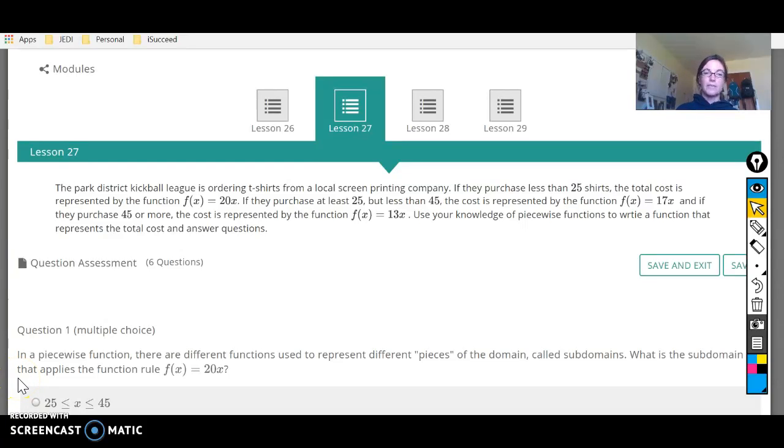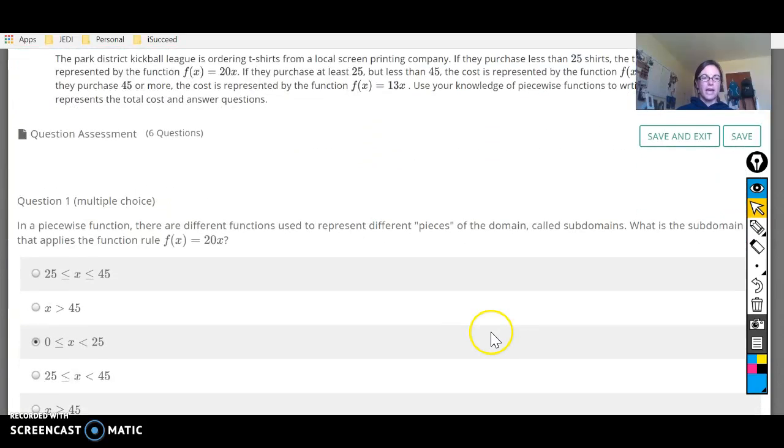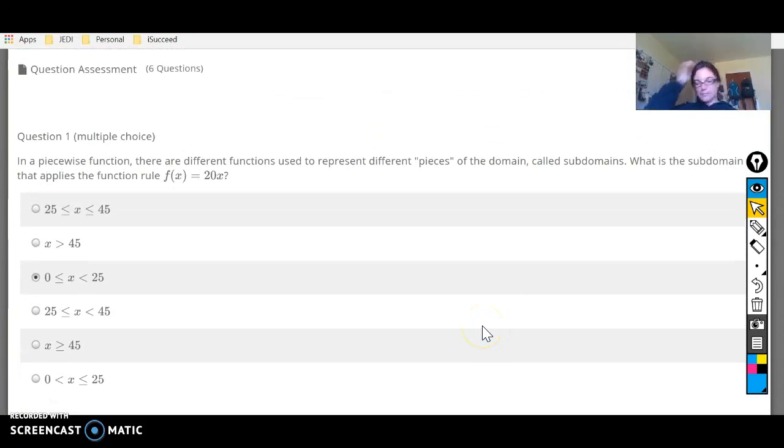If they purchase at least 25 but less than 45, the cost is represented by the function f of x equals 17x. And if they purchase 45 or more, the cost is represented by the function f of x equals 13x. So we're going to use our knowledge of piecewise functions to write out a function that represents the total cost. So let's go ahead and draw this out. It's kind of interesting, and I think it will clarify some things for us.